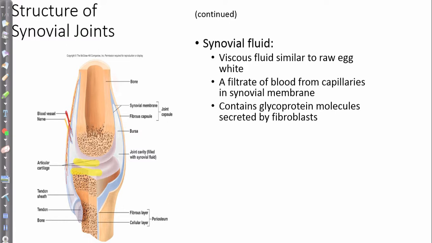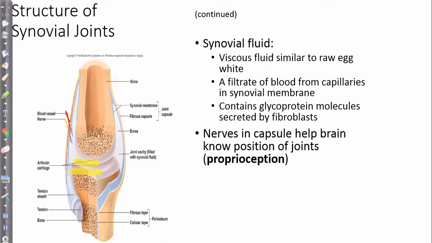And it contains the glycoprotein molecules secreted by fibroblasts. So again, it's not just water. It's going to be a glycoprotein, semi-viscous, watery, protective solution that helps to lubricate and protect the joint.